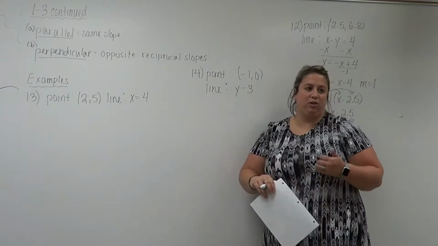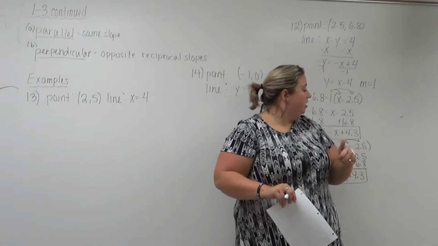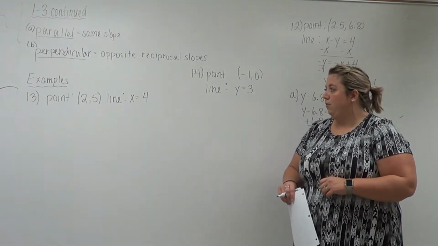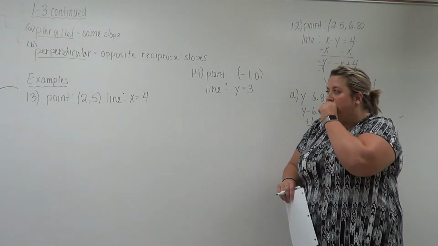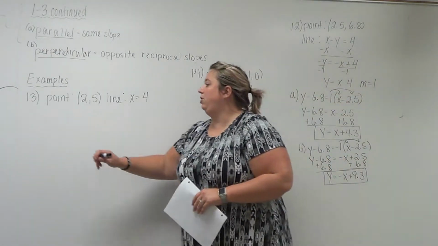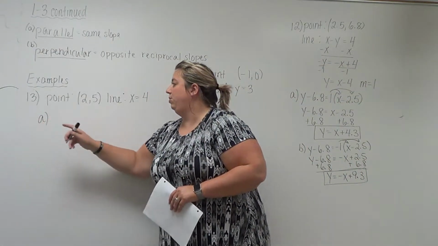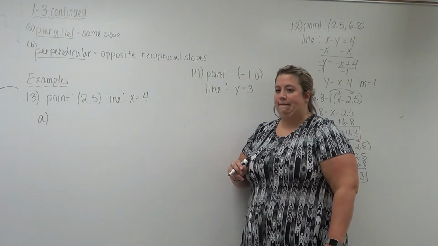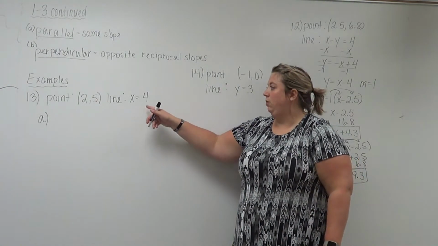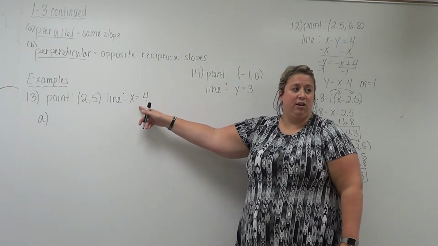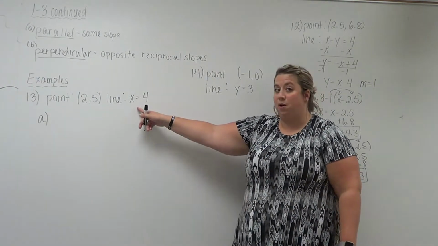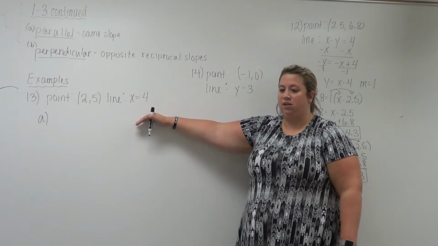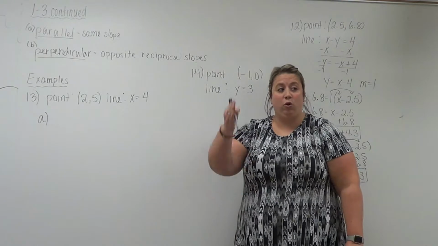What I mean by specialties, these are when your slopes are either undefined or when your slope is 0. So how do I know on number 13 that my slope is undefined? Well, if I look at my line, is there a y here? No. So if you have x equals a number, that automatically means if there's no y that your slope is undefined. So that means that this is a vertical line.